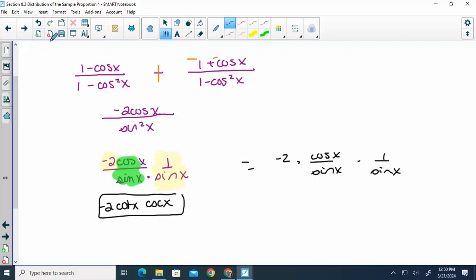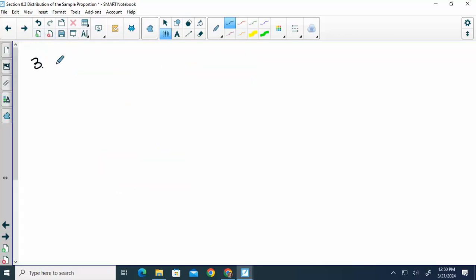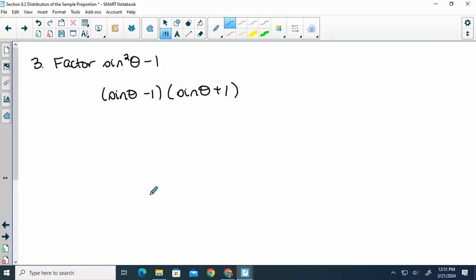Let's try something different. What if I told you to factor sine squared theta minus 1? Difference of squares. Okay, what's that go to? That's sine minus 1 and sine plus 1. That's what we're doing with all these algebra, getting common denominators, and multiplying and factoring. So all of our algebra works with these trig functions.